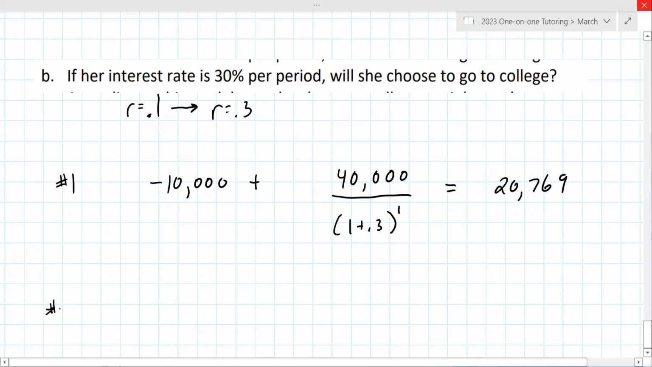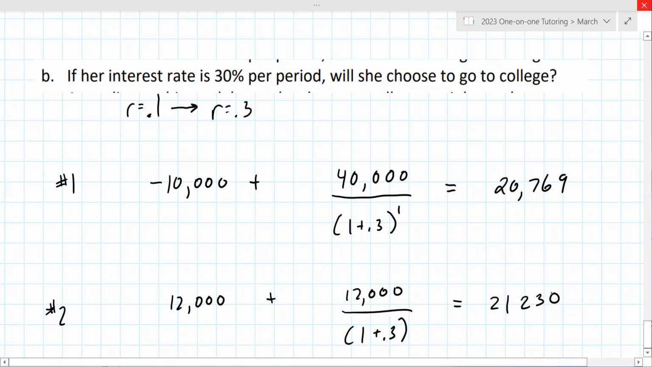The result of that is 20,769. Option number 2, the 12,000 that you get plus the 12,000 that you get over 1 plus 0.3 again. That ends up being 21,230. So in that case, it would be better to not go to college.